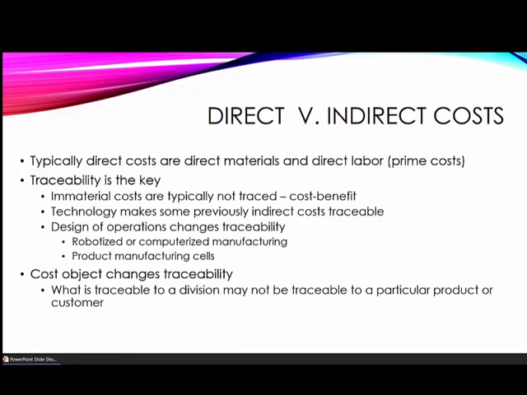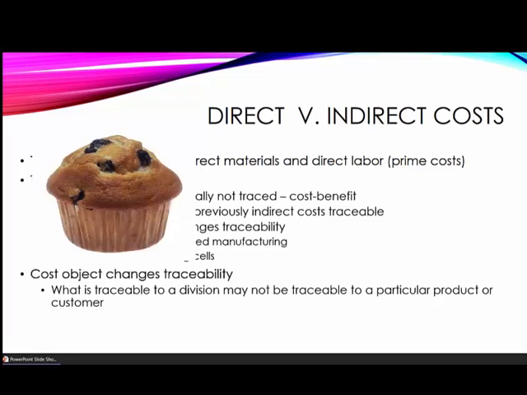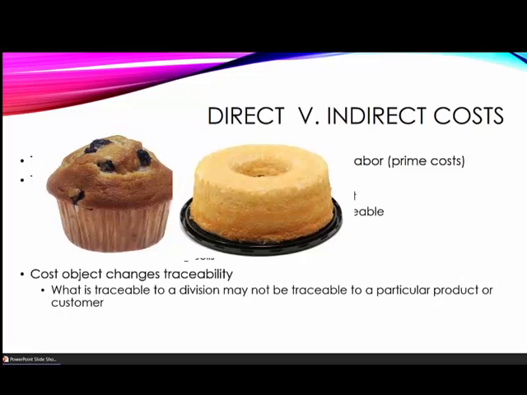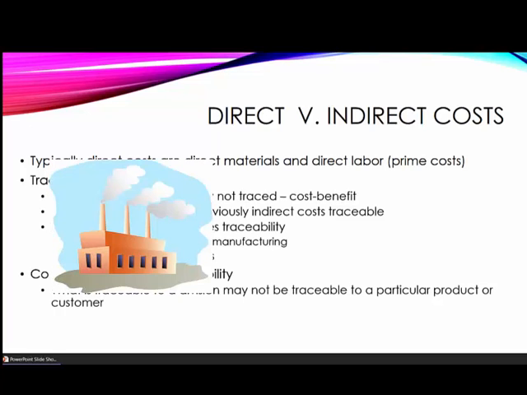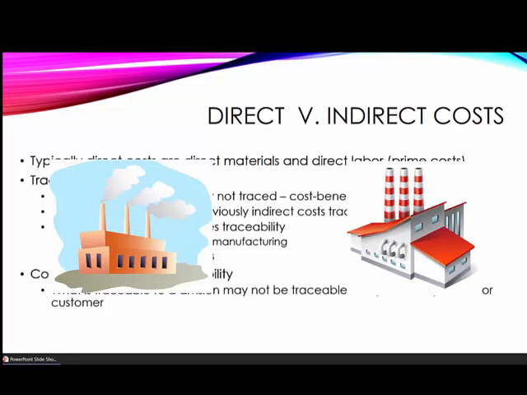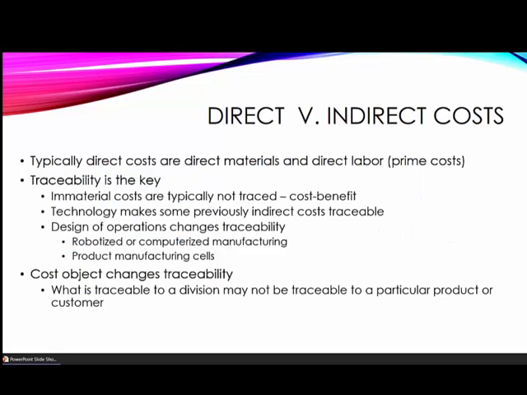The cost object also changes traceability. So if I'm trying to trace a cost to blueberry muffins versus angel food cake, then the cost of the electricity in the building is not traceable. We can't figure that out. That's going to have to go into overhead. But if I am trying to figure out the cost of the Peoria, Illinois plant versus the Sioux Falls, South Dakota plant, then the electric bill is traceable to those individual plants.